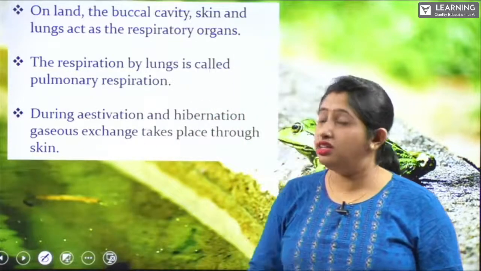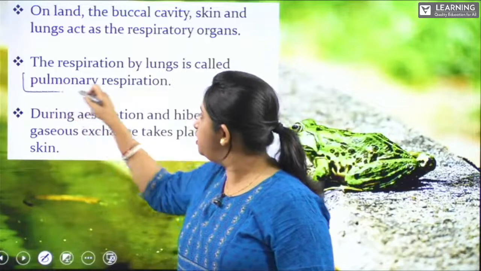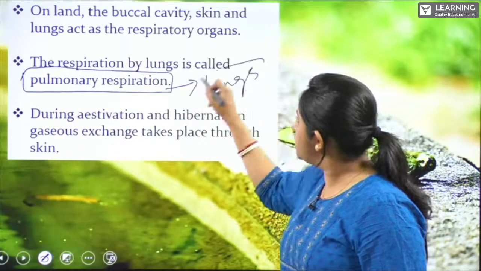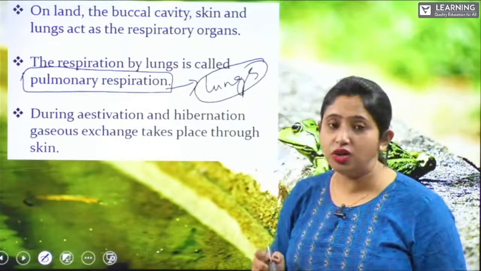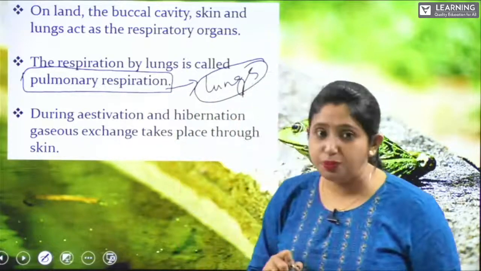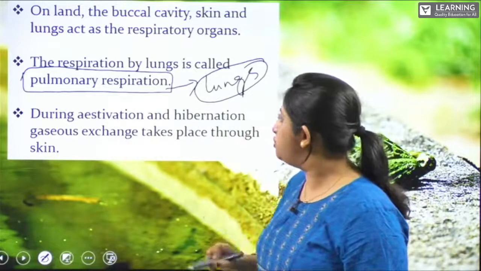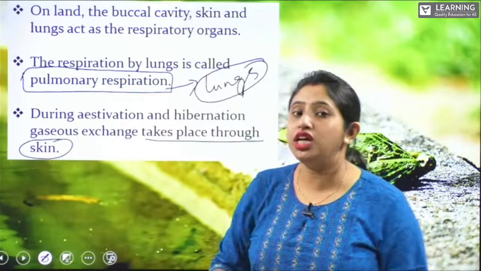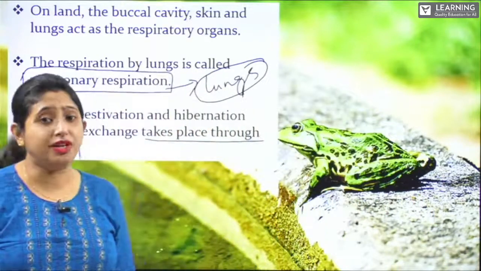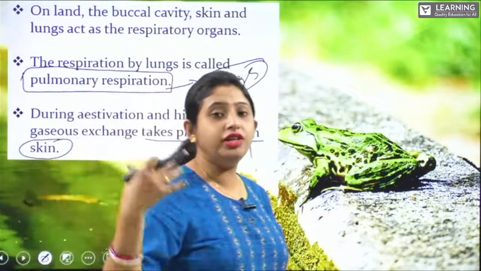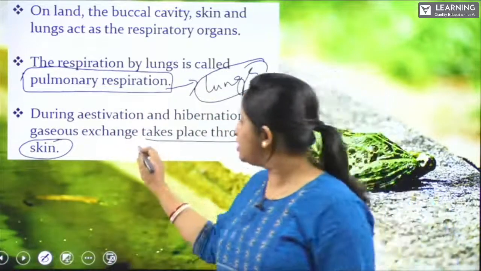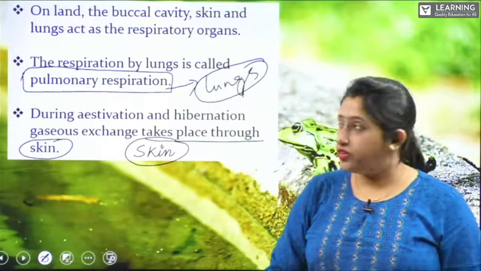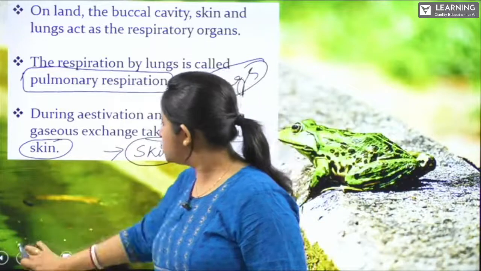So in the land, the respiration is known as the pulmonary respiration, where they use the lungs, okay? So the respiration which takes place with the help of lungs is known as pulmonary respiration. And during aestivation and hibernation, the gas exchange takes place through the skin. So when they go for summer sleep or winter sleep, during that time they use the skin for the process of respiration. So this is how they respire.